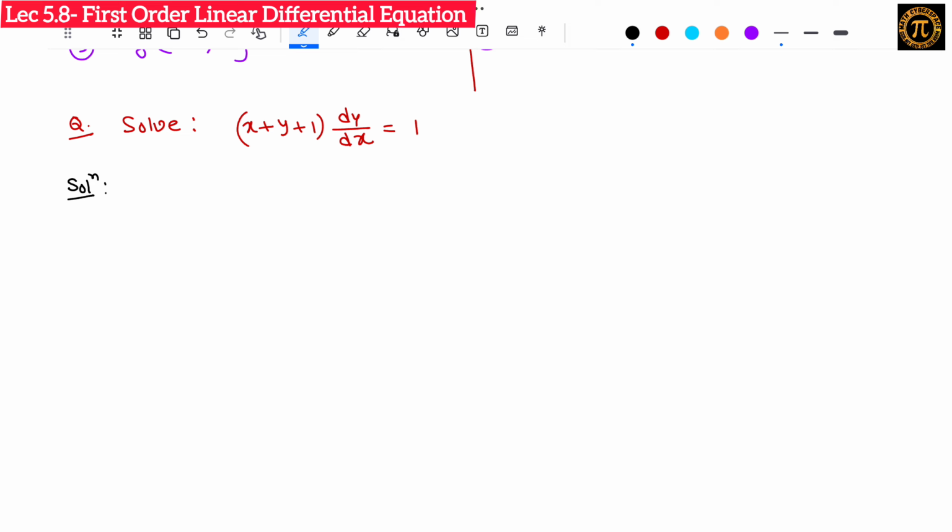Okay, actually we can write dy/dx equals 1 by (x plus y plus 1), yes or no? But again this is not in general form, so let's convert it. dx/dy equals x plus y plus 1, we can write in this form. Now you can see that this is almost in first order linear differential equation form, but in this case the dependent variable is x.